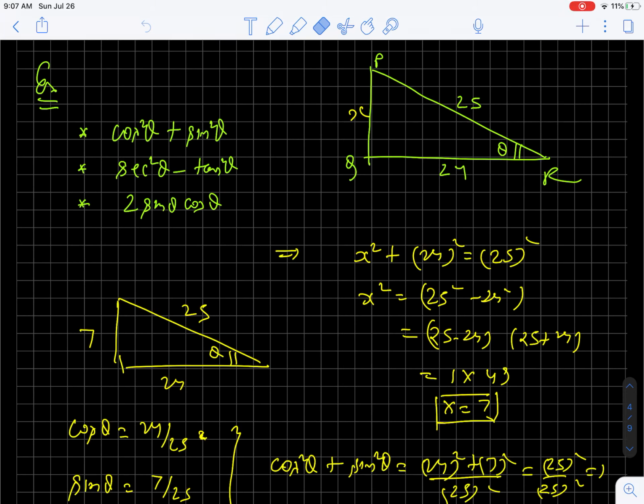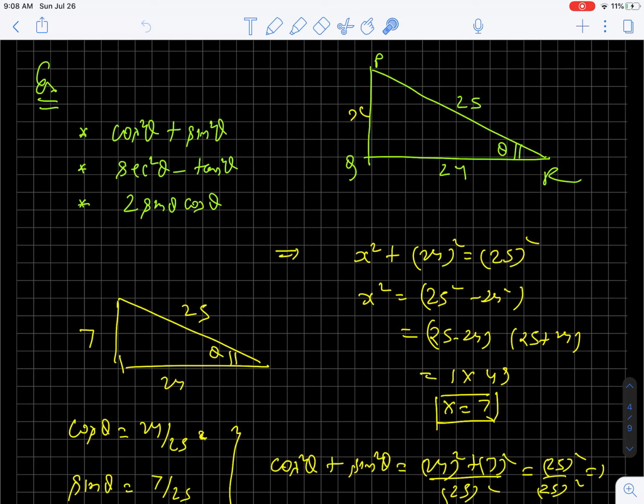In this part of the lecture, we will discuss some good problems on what we have learned in the past. See, they have given one triangle to us. They are saying this triangle has one side 25, second side 24, and one side is not given. They are asking about the values of these terms: cos square theta plus sin square theta, sec square theta minus sin square theta, and 2 sin theta cos theta. Okay. Now, can we find this side?